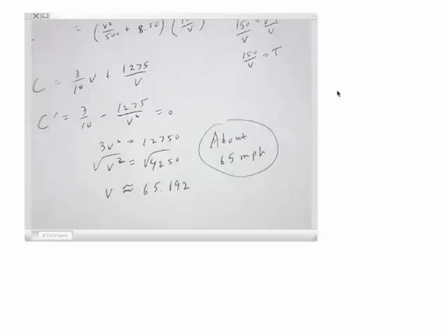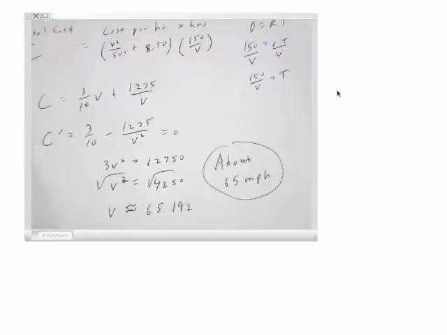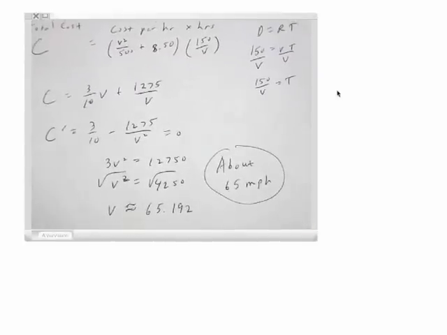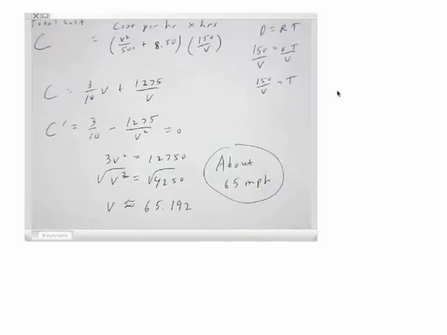So if that's the situation for this delivery company, then we're going to tell that delivery driver as much as possible to try to keep your speed around 65 miles an hour. Obviously, they may not be able to do that the whole time, depending on traffic and things like that. But we want to try to keep them around 65 miles an hour if possible to minimize our costs for that trip.